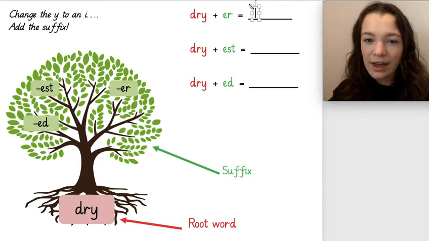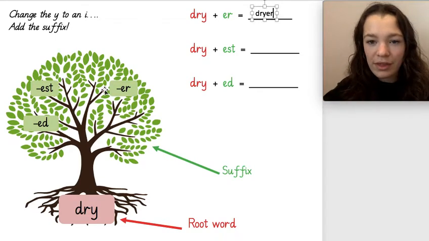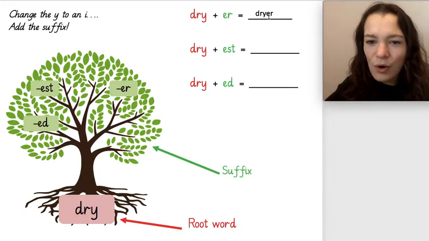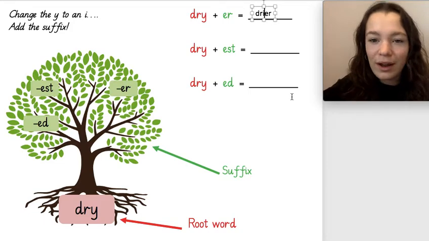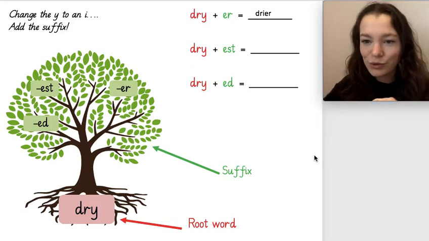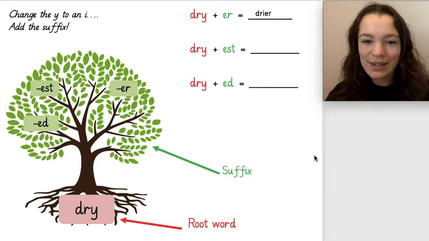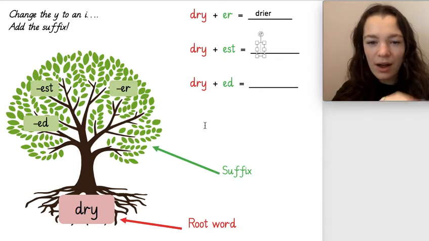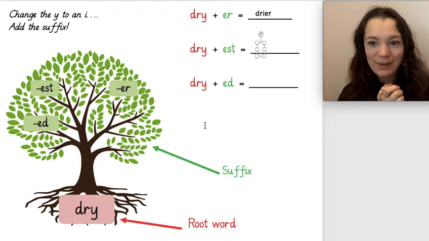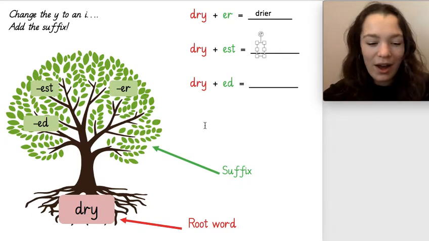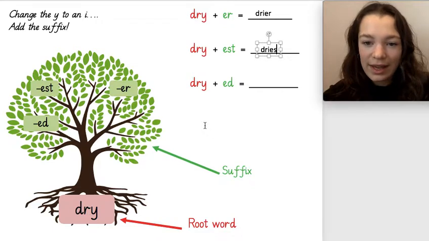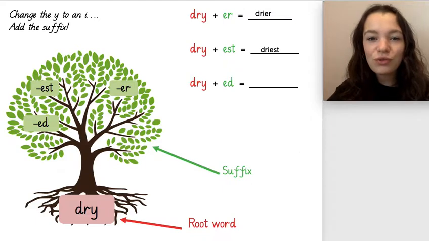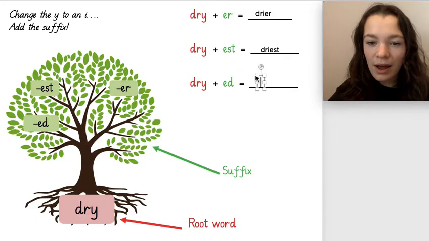So drier. What's wrong with this? What's wrong with that word? I don't want that. No, change the Y to an I and add the suffix, so a drier, which might dry your clothes in your house. Let's have a look here. Driest. Now then, because it ends in a Y and I'm adding my suffix, I can't have a Y there. I need an I. Driest. It is the driest day today because it's not raining. And dried. I dried my hair.